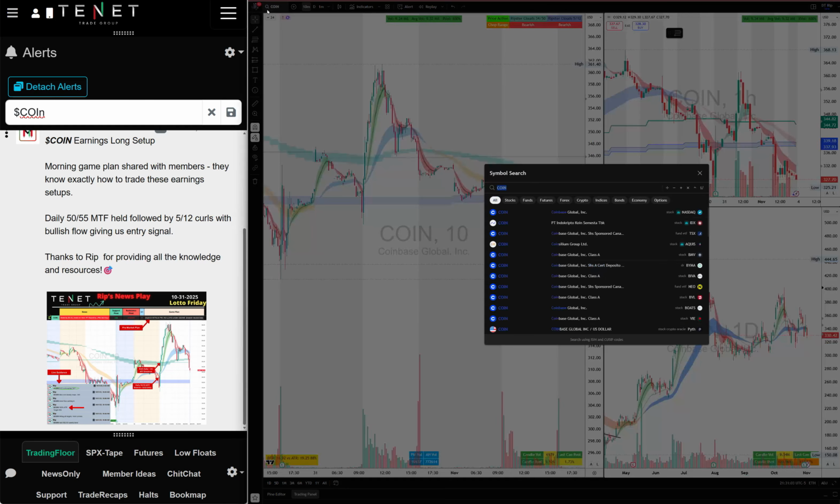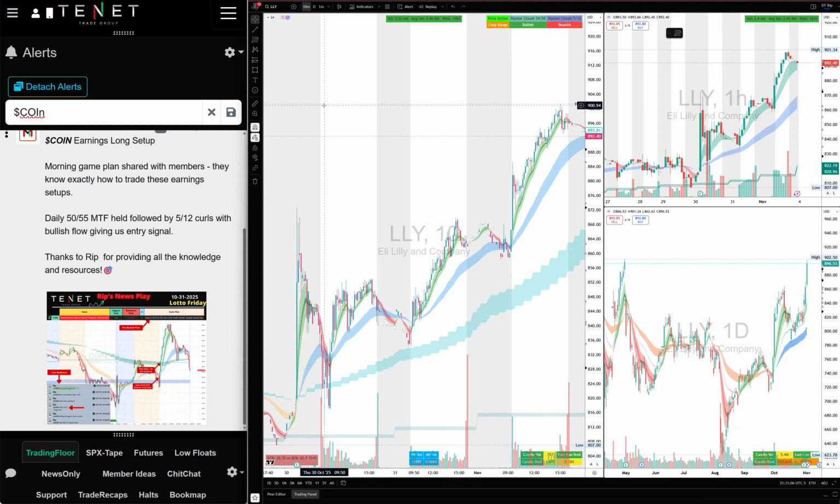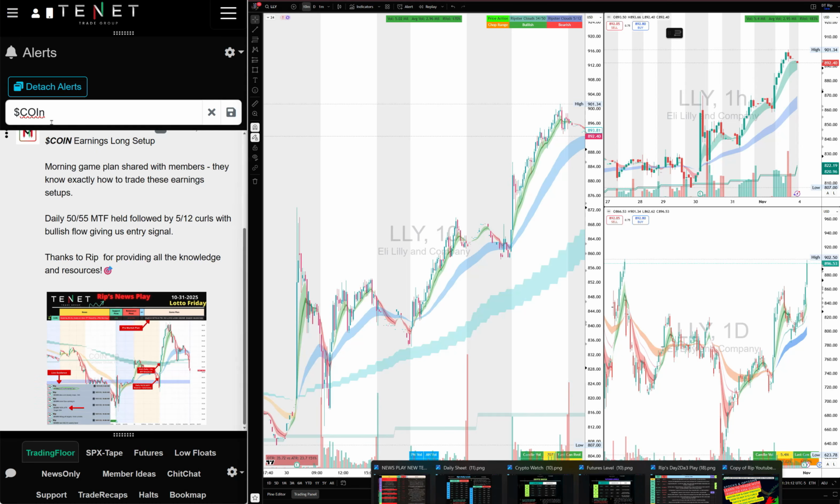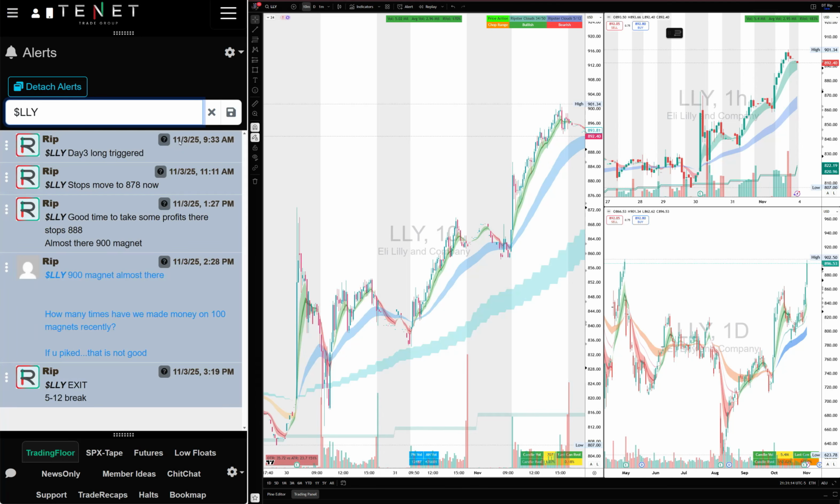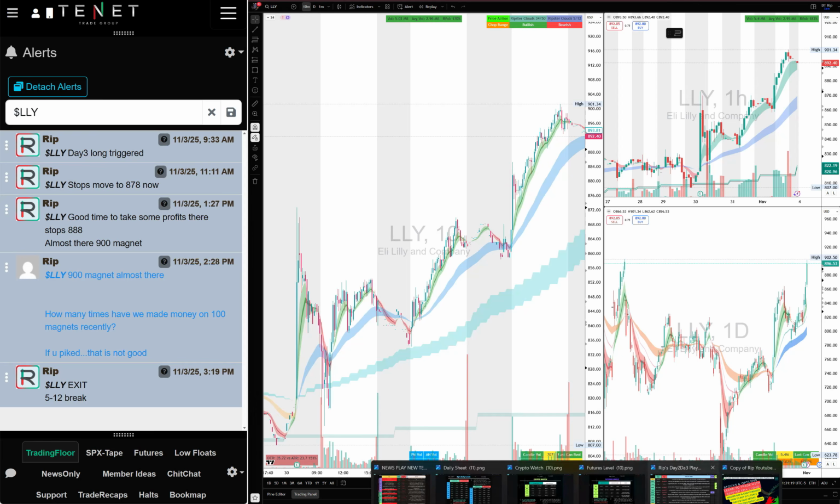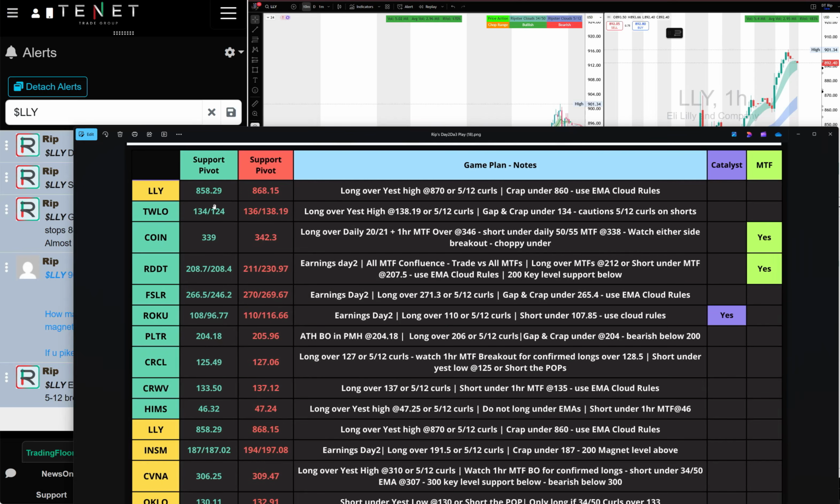So there was another beautiful winner for us today. This was LLY. LLY is a strategy called the earnings day 3 setup. I've been teaching this strategy for a long time to you guys. This was a home run as well. Let me show you the timestamp guidance here. I told the traders to trigger long at the open. Why? Because it was our number one day 2 setup: long over yesterday's highs, 870 or 512 calls. That was the plan.